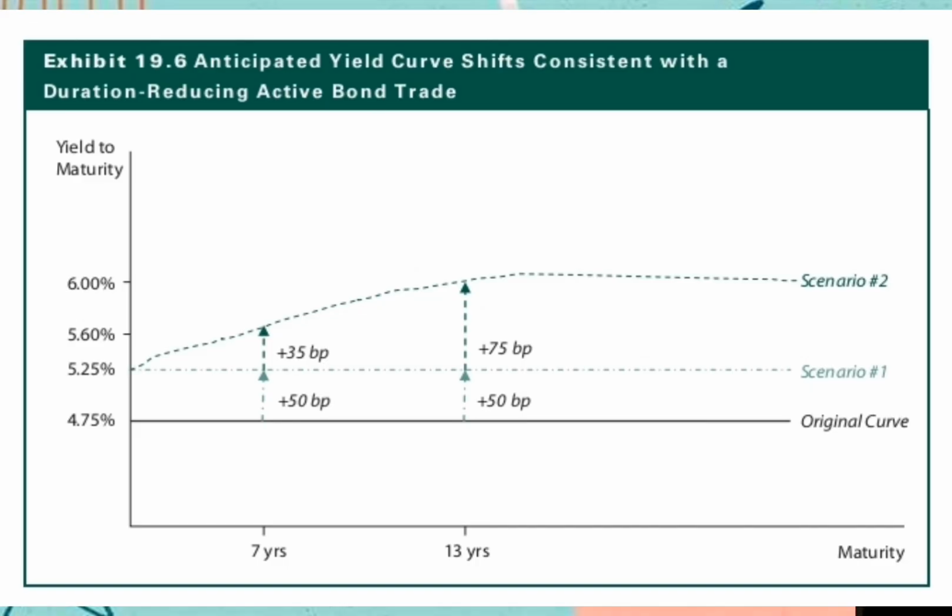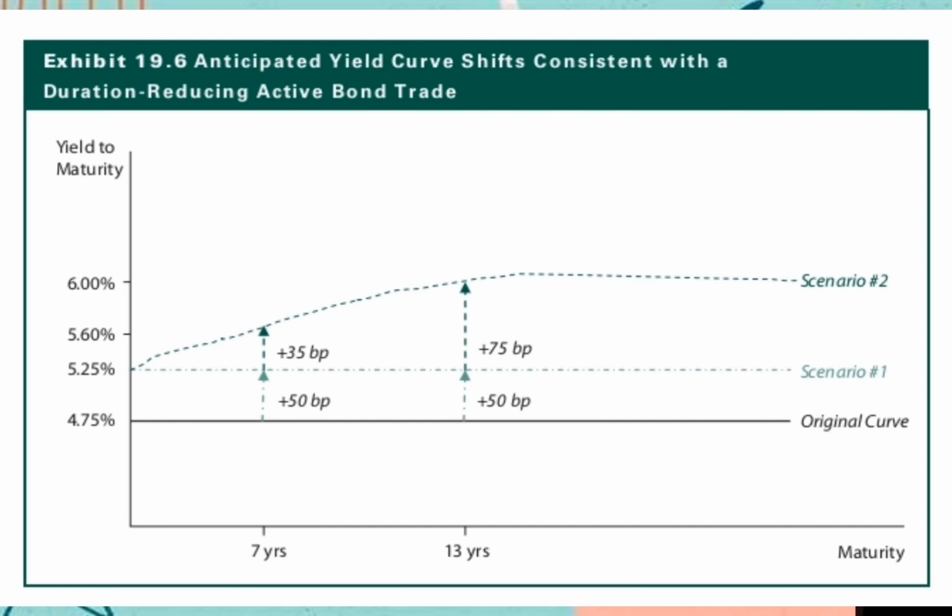So this chart shows two possible future yield curve scenarios, scenario number 1 and scenario number 2, compared to an original yield curve, relevant to a duration reducing active bond trade. The x-axis represents bond maturity in years, while the y-axis shows the yield to maturity. Both scenarios show an increase in yields at both the 7-year and 13-year maturities compared to the original curve.